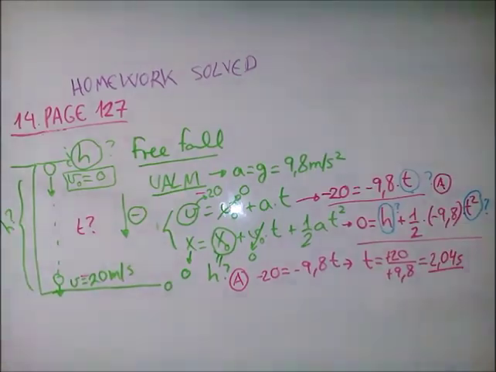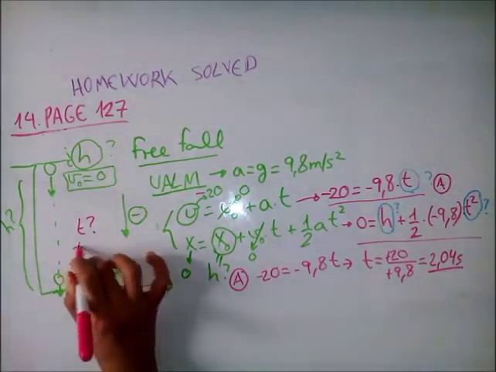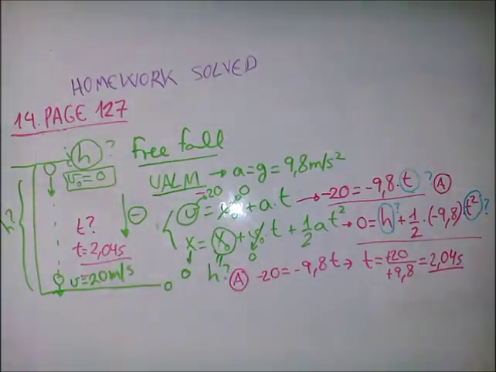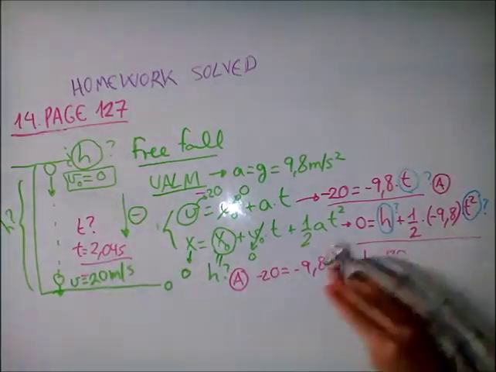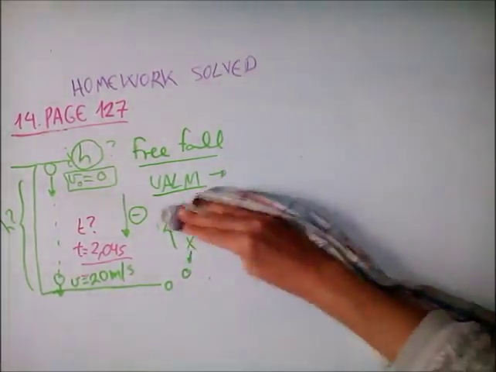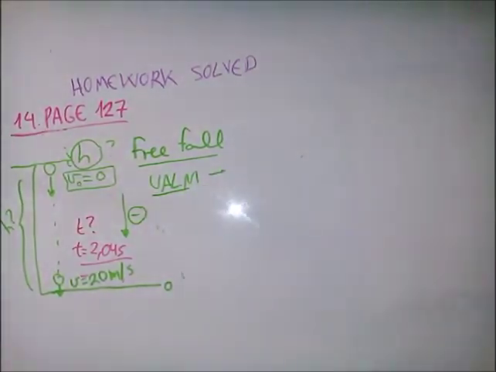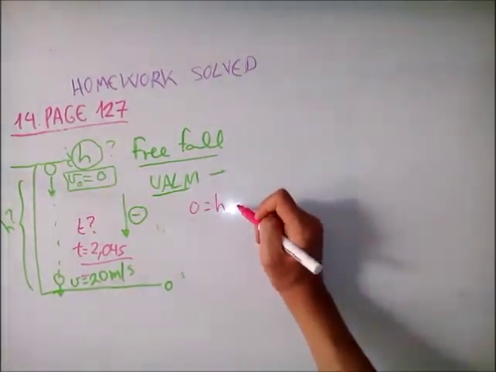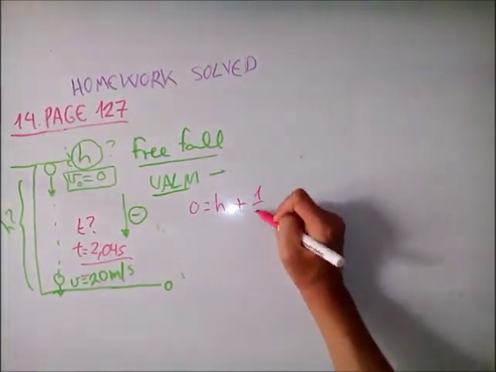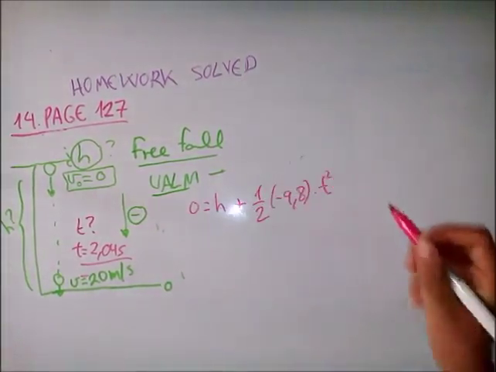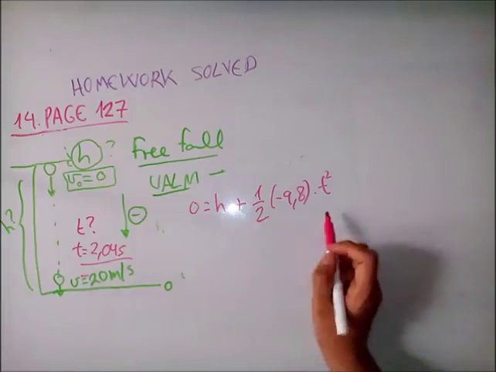A lot of you calculated this rightly. So the time it takes for it to fall is 2.04 seconds. I already know the time. I'm going to go to the other equation. The other equation was 0 equals h plus 1/2 times minus 9.8 t squared. So I replace my data here.